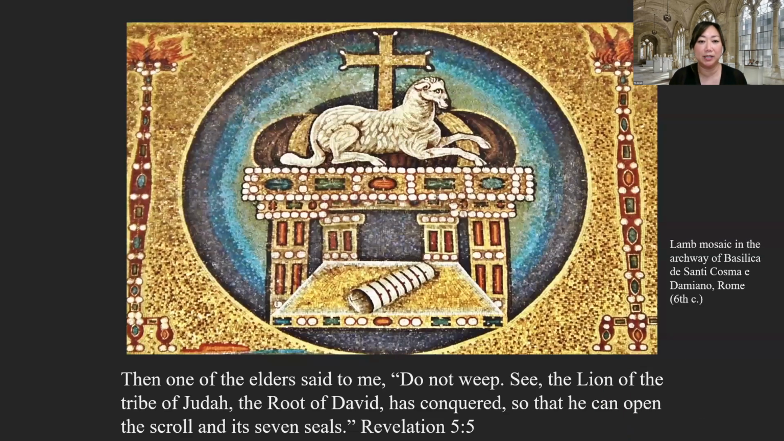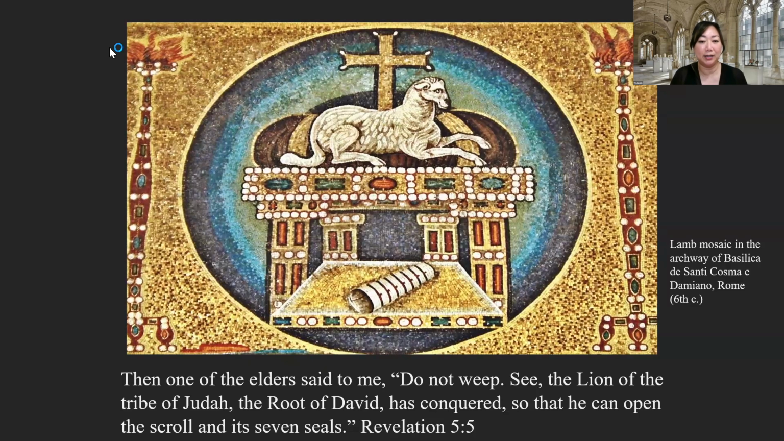Here is something even more explicitly borrowed from Revelation. This is a mosaic that we have in the Basilica di Santi Cosma e Damiano in Rome. And here you'll see that scroll in front of the lamb, and it has 7 seals that need to be broken, right? And so in chapter 5, one of the elders before the throne says to John of Patmos, "Do not weep, because no one is worthy to unseal the scroll. The Lion of the tribe of Judah, the root of David, has conquered so that he can open the scroll and its 7 seals."